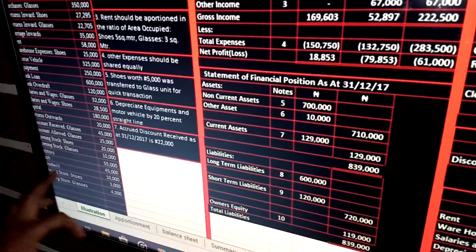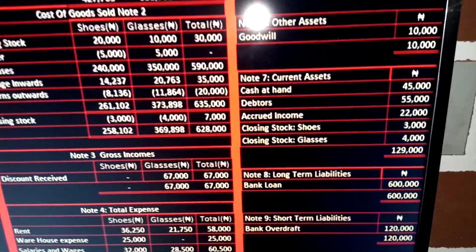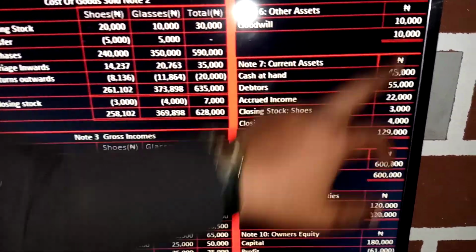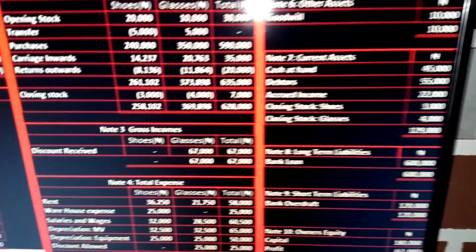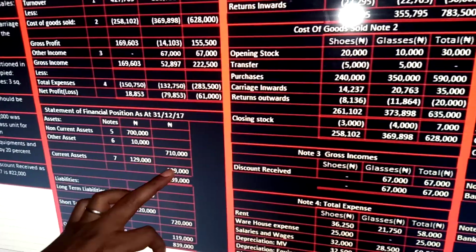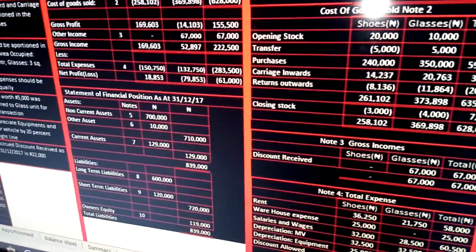So what are your closing stocks? Closing stock for shoe, 3,000. Glasses, 4,000. So we have shoe here, 3,000. Glasses, 4,000. That means we have 129,000. That's your current asset. Note 7. So when you add these two, you have 710,000. Current asset 129. Bring it down. This plus this is what? 839,000. So what are your long-term liabilities?